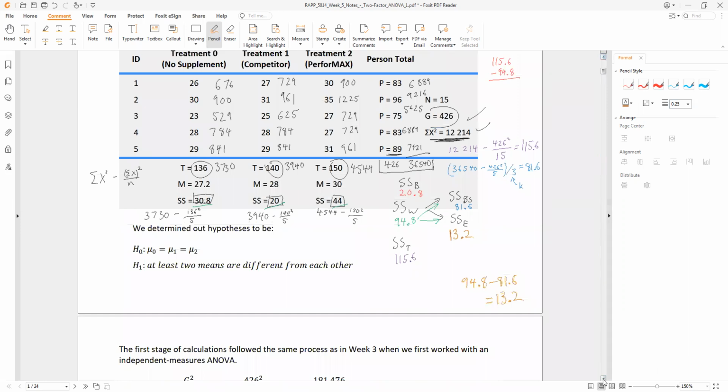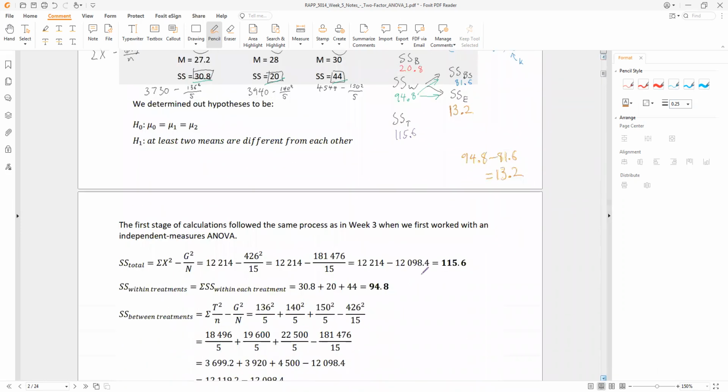Now we have all of these. All right, let's just draw a little table down here where there's some space. So we're going to have the SS, the DF, the MS, and the F. And we have the between subjects, the error, and the total.